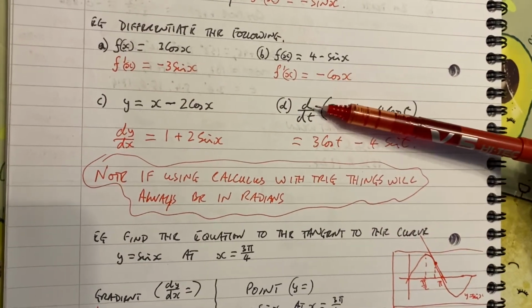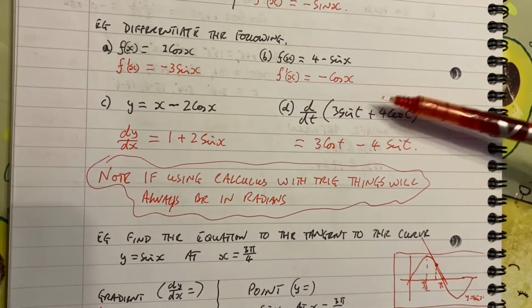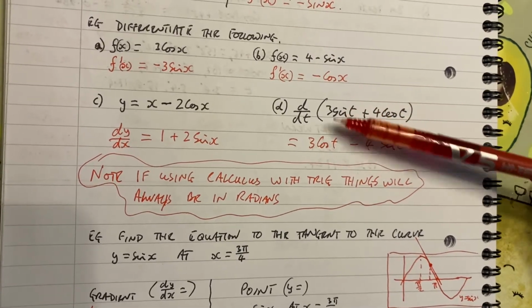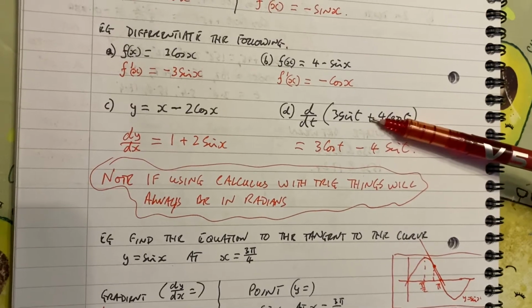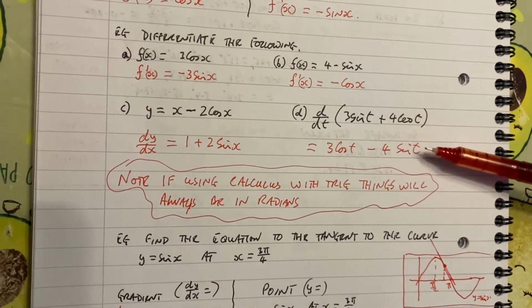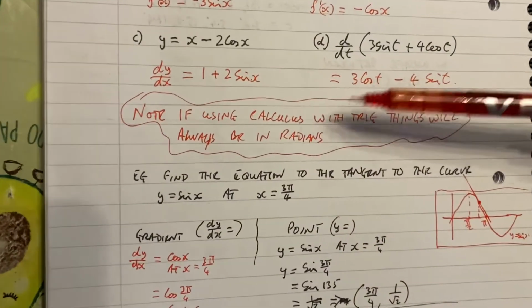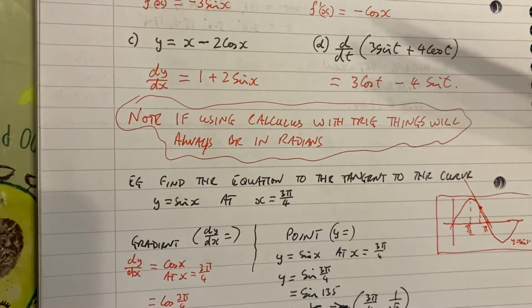For d by dt, thought I'd change up the variable, of 3 sine t plus 4 cos t. Sine t becomes cos t, so 3 cos t. Cos t becomes negative sine t, so the plus becomes a minus, so minus 4 sine t. Note, if we're using calculus and trig, we'll be using radians almost all the time.